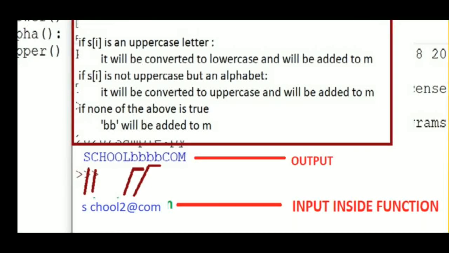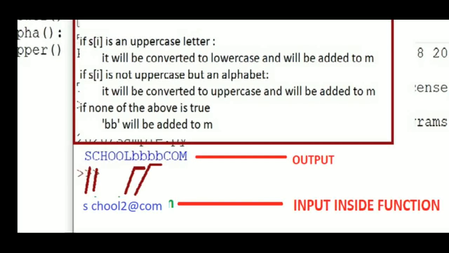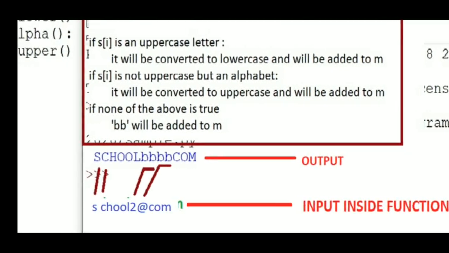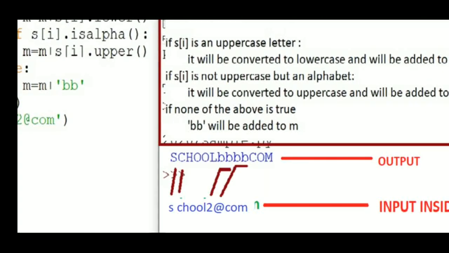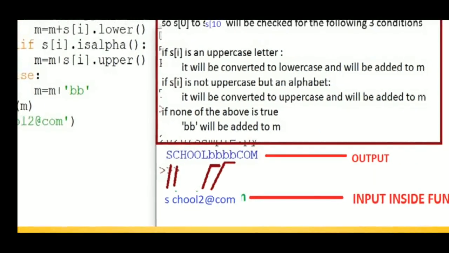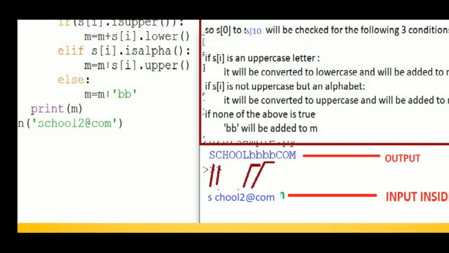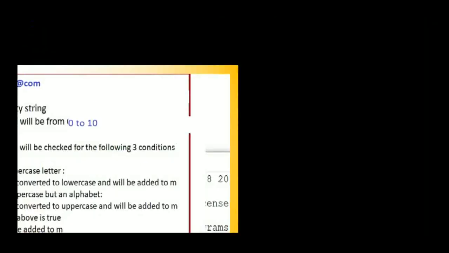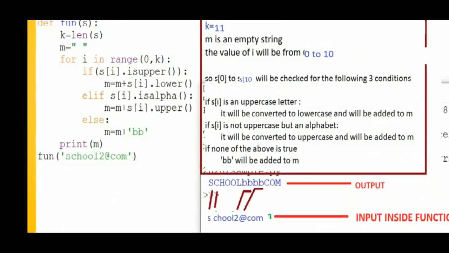Then for 2, what will happen? The first condition is not satisfied, neither is the second condition. So it will go to the third condition, that is if none of the above is true, BB will be added. So in the space of 2, BB will be added there. Same goes for the next character, BB will be added there. And again the second condition will be satisfied and it will be converted to a capital letter and stored in m. So what will be the final value of m? It will be SCHOOL in capital followed by 4 B's. 2B will be for 2 and the following 2B will be for the next character, and again it will be converted into a capital letter and stored in m.